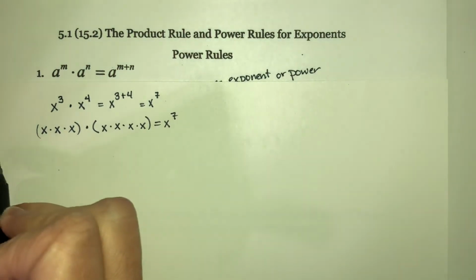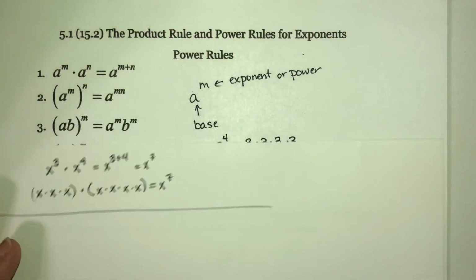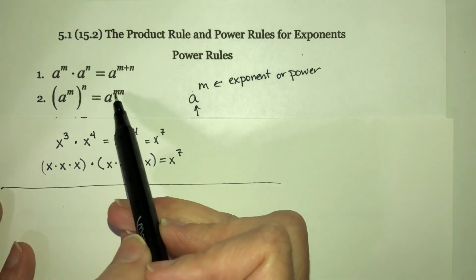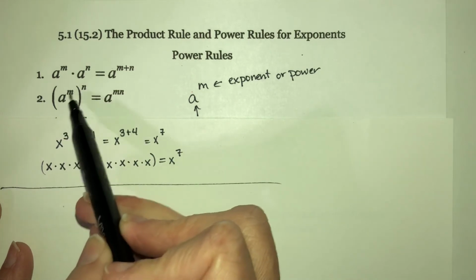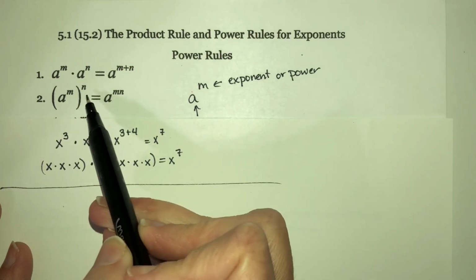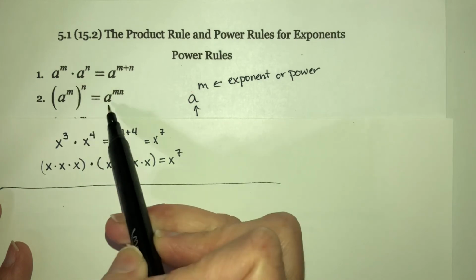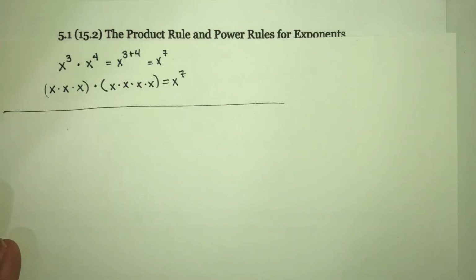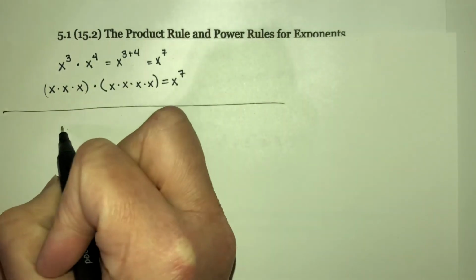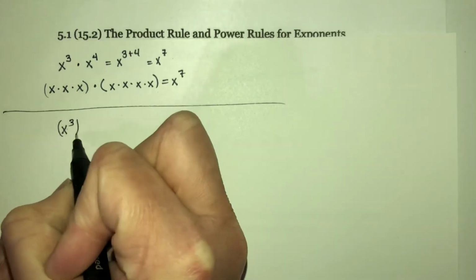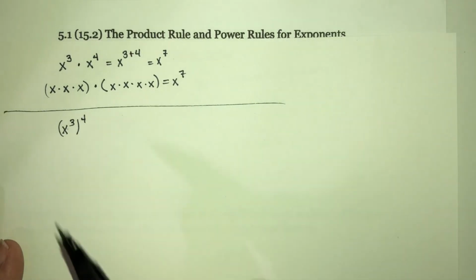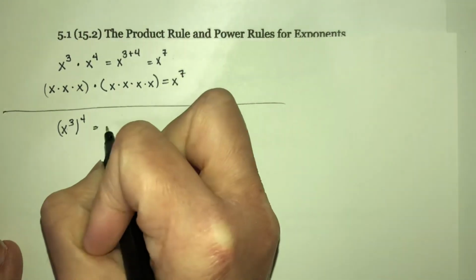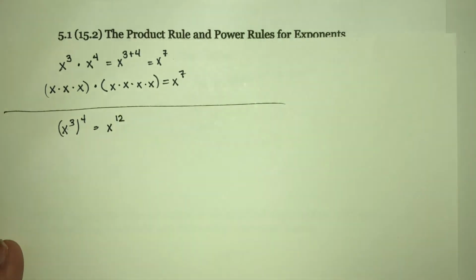Okay? Now, let's compare this to the next one. A to the m to the n is a to the m times n. What we have here is a power raised to a power. And when you have a power raised to a power, you keep the base and you multiply the exponents together. So let's look at a variation of this one right here. Let's say we had x cubed to the 4th power. I kept the same exponent so you can see the difference. The property says I should multiply these together and I should get x to the 12th power.